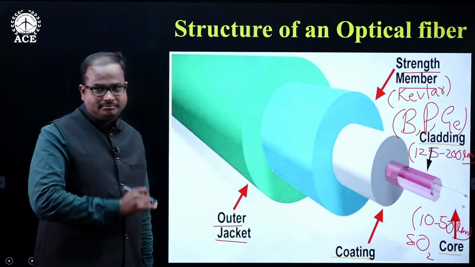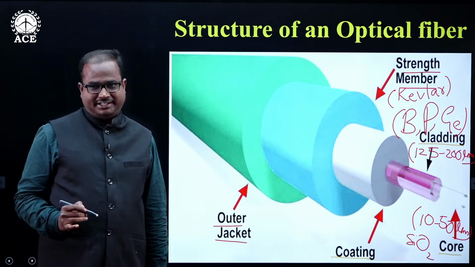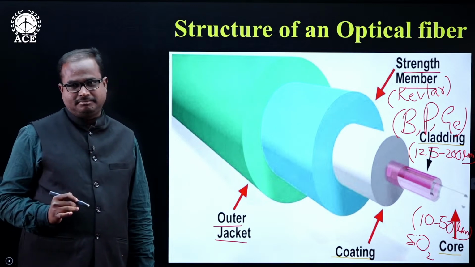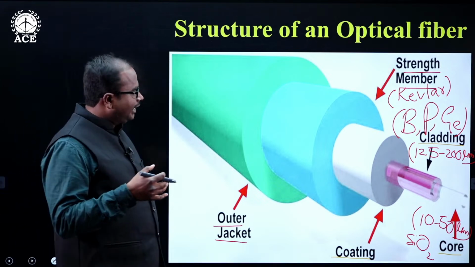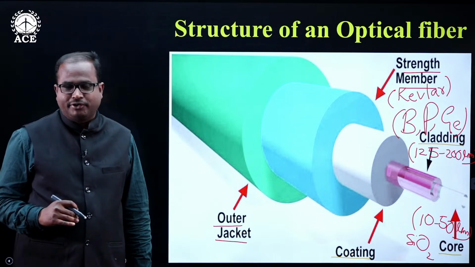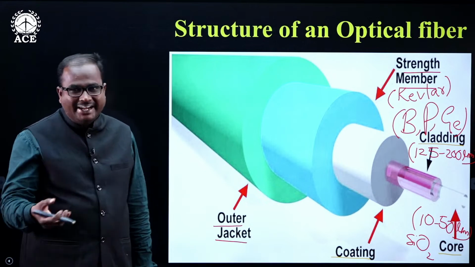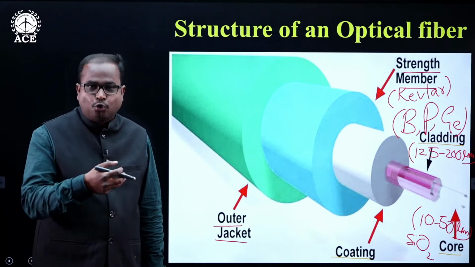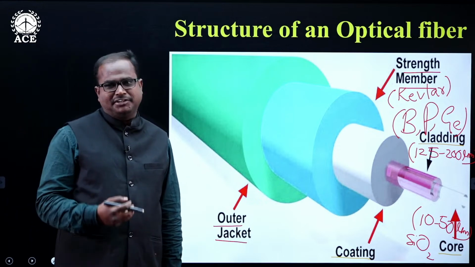The last part is the outer jacket. What is the use of this outer jacket? The outer jacket is made up of black polystyrene. It mainly protects the fiber from outside damages. Suppose you bend the fiber, stretch the fiber, or roll the optical fiber, what happens? There may be some damages.